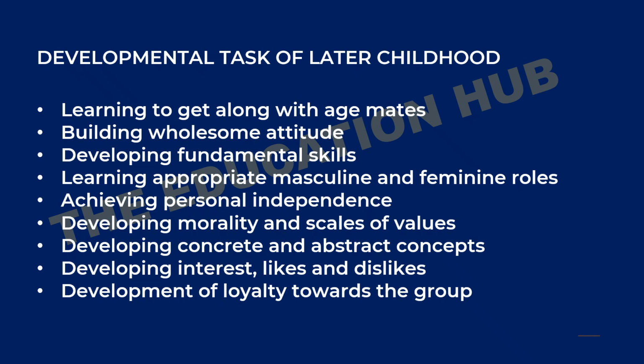Last we have development of loyalty towards the group. What do you mean by the group? I hope you understood that later childhood is also called the gang age. I have mentioned in previous videos that later childhood is the age when gang formation happens. The child goes to school, interacts with other students and friends, and makes a gang. At this stage the child will not have just one or two friends, but multiple friends, more than 10, and will have a gang. Here the child will develop team spirit and loyalty towards friends, family, school, etc. So these are the tasks that are expected from later childhood children.